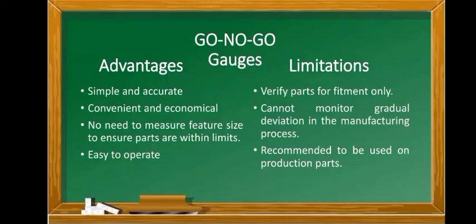So, what are the advantages and limitations of go-no-go gauges? Advantages: simple and accurate, convenient and economical, no need to measure feature size to ensure parts are within limits, and easy to operate. Its limitations are: they verify parts for fitment only, cannot monitor gradual deviation in the manufacturing process, and are recommended to be used on production parts.